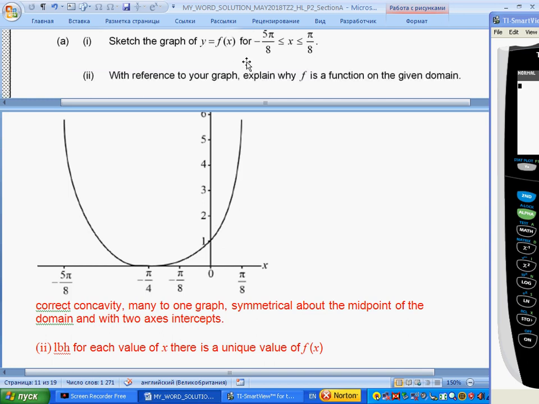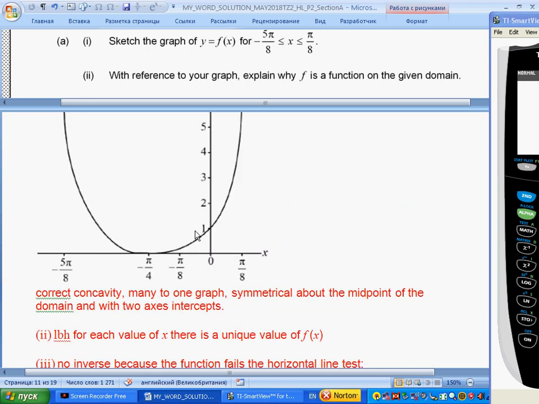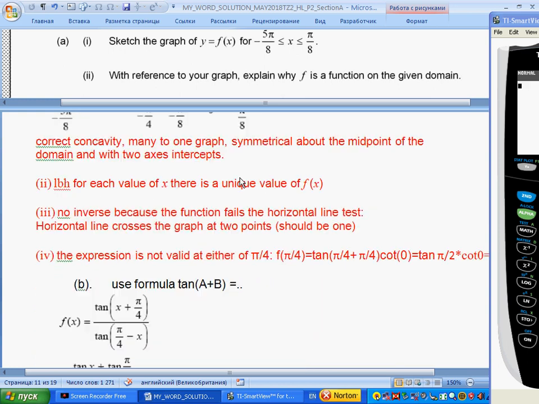Right. Okay, let's go further. With reference to your graph, explain why f is a function on the given domain. So function means for every x there is only one value of y. It is. There is no inverse function. So check for inverse function. Horizontal line crosses it in 2 points. So there will be no one-to-one correspondence. So here is the answer: no inverse function, because it fails the horizontal line test. Horizontal line crosses the graph at 2 points.